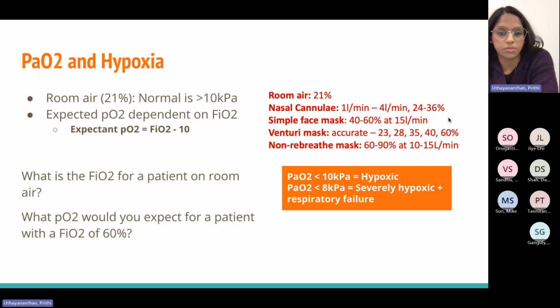On the side, I've put the general percentages of oxygen for different types of delivery devices. For example, if a patient was on an FiO2 of 60, such as with a non-rebreathe mask, the expected PO2 would be 50. So you can see how sick a patient is if their PO2 is lower than that. Generally we consider hypoxia to be less than 10 kPa, and severe hypoxia with respiratory failure if they are less than 8.